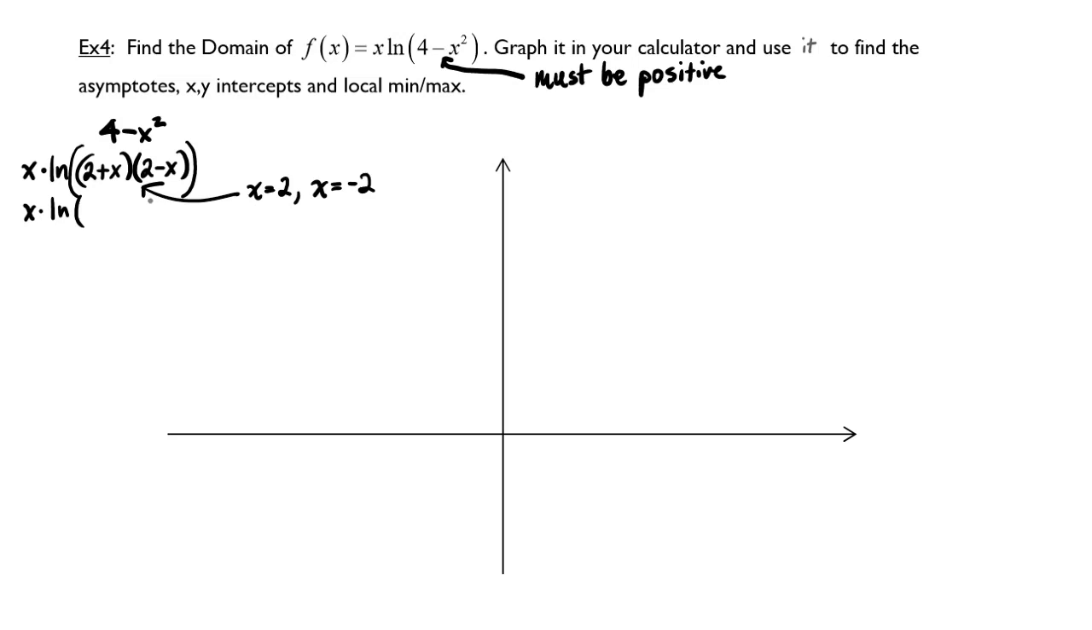Now, if you think about it, those two values, 2 and negative 2, would make this natural log undefined, because that is where the zeros of that natural log exist. So what we're going to do is draw vertical asymptotes at plus or minus 2.